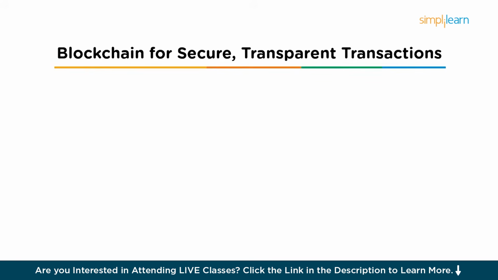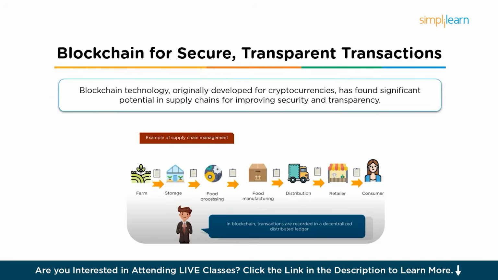And next comes blockchain for secure, transparent transactions. Blockchain technology, originally developed for cryptocurrency, has found significant potential in supply chains for improving security and transparency. So, how does blockchain enhance SCM? By creating a decentralized tamper-proof ledger, blockchain ensures all transactions from purchase order to delivery confirmation are recorded and verified by multiple parties. So, this transparency reduces fraud, errors, and disputes.